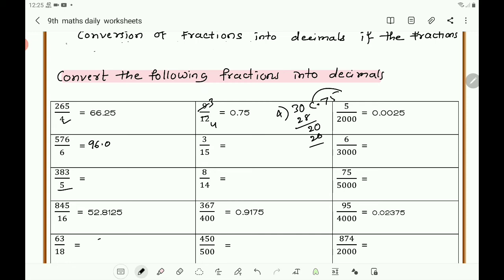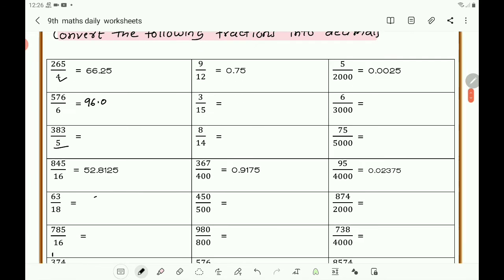So you got 0.75, which is equal to 0.75. In this way, by simplifying, you can divide it easily. And here 3 by 15 is there. 3 ones are 3, 3 fives are 15, you can convert it into 1 by 5, and 1 can be divided by 5, you will get 0.2. Similarly, 8 by 14, simplify it and then you divide.